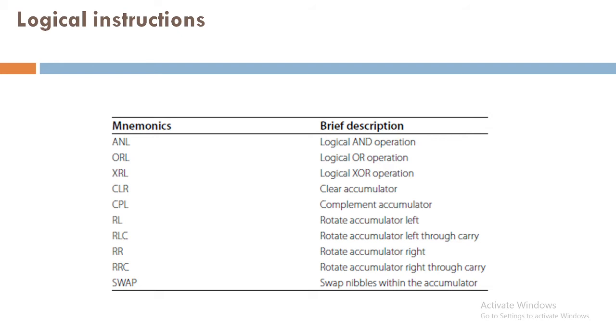Now let's move on to the logical instructions that are possible. In this case we have logical AND operations, logical OR operations, logical exclusive OR operations, clear accumulator operation, complement accumulator, rotate accumulator left, rotate accumulator left through carry, rotate accumulator right, rotate accumulator right through carry, and we have the swap instruction. Well, I will take up the swap instruction in the next class, but let us move on with the others.